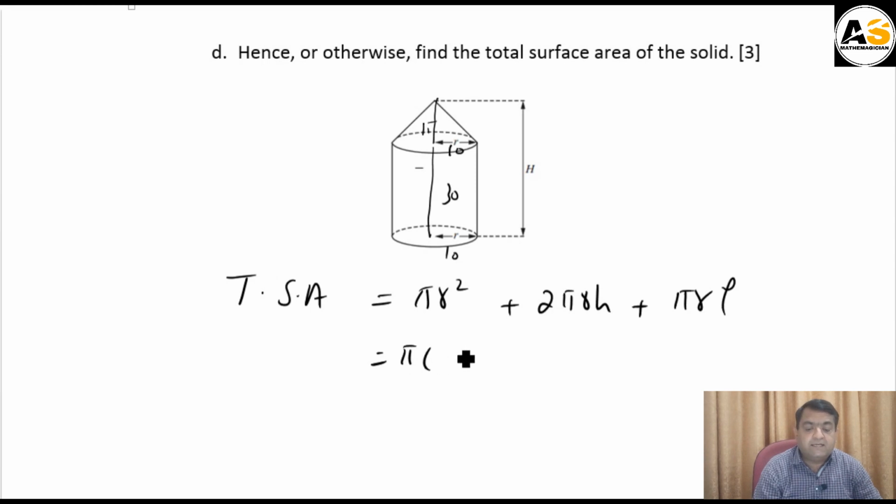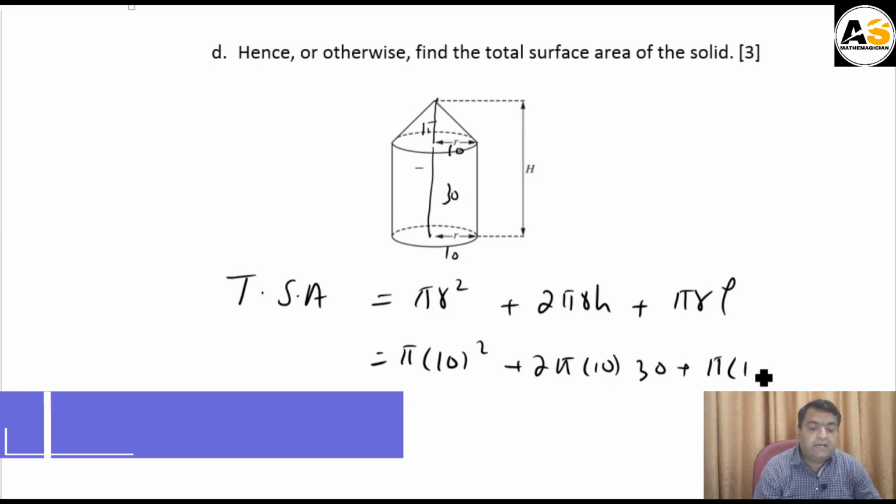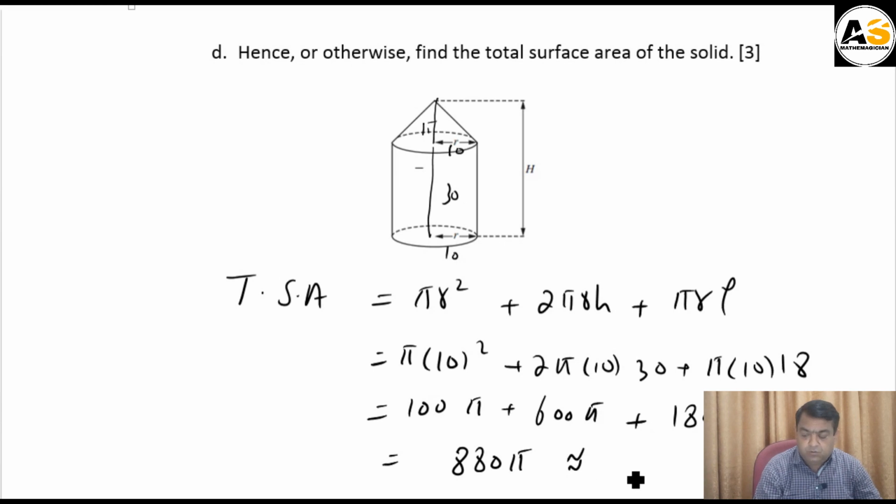Pi into r is 10, 10 square plus 2 pi r10, h is 30 plus pi into 10, slant height is 18. This is 100 pi plus 600 pi plus 180 pi. This will be 880 pi and it will approximately be equal to 2765 centimeter square. With the help of calculator, you can find the values of 880 pi.